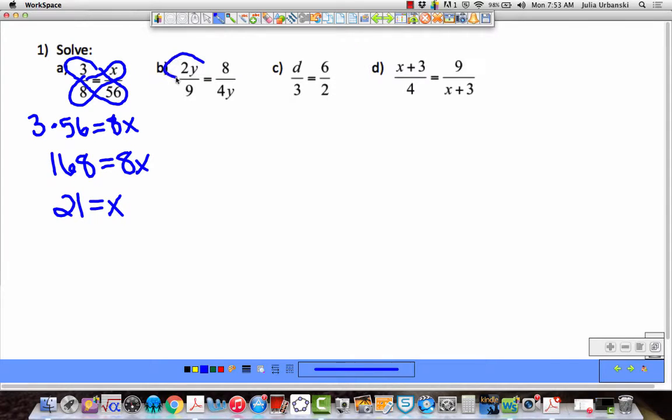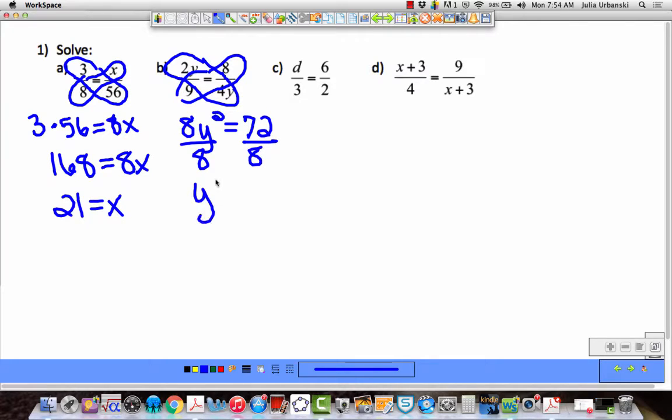But what do I get right here? That's right. Is that the answer already? 8, 2 times 4 is 8, y times y is y squared, equals 9 times 8 is 72. Okay, now my goal is still to get y by itself. However, it's got a y squared there. I need to get y squared by itself first. So divide both sides by 8, and y squared equals 9.